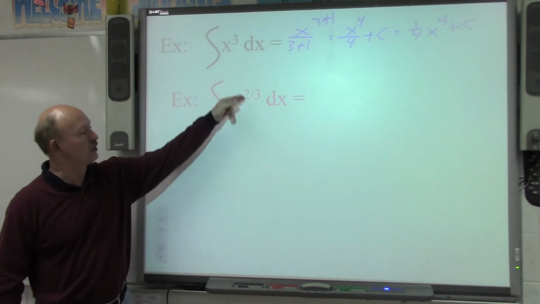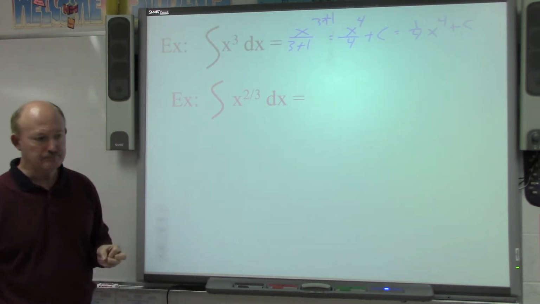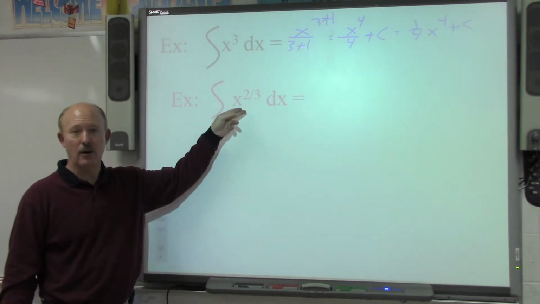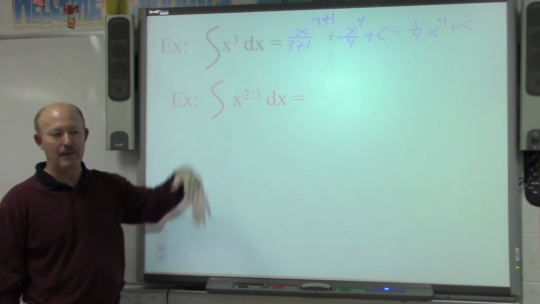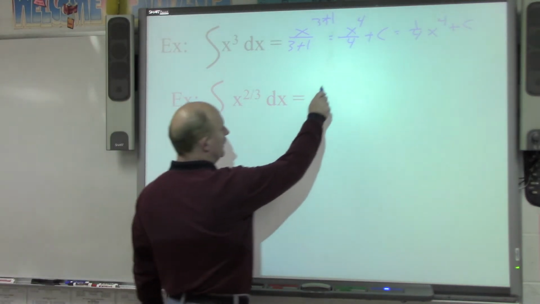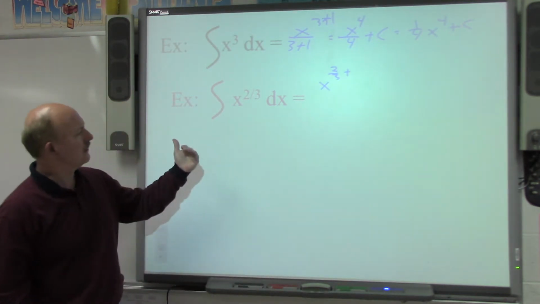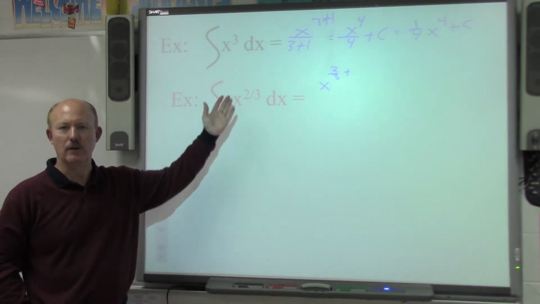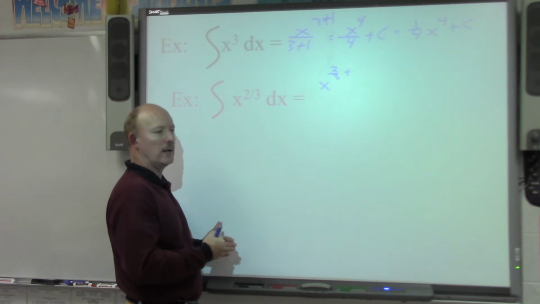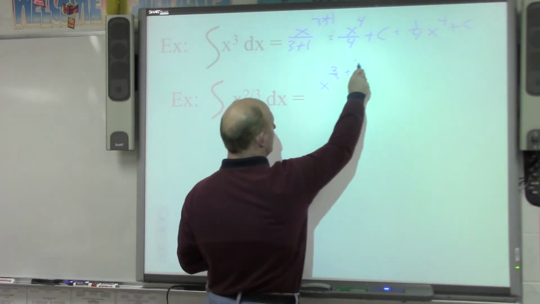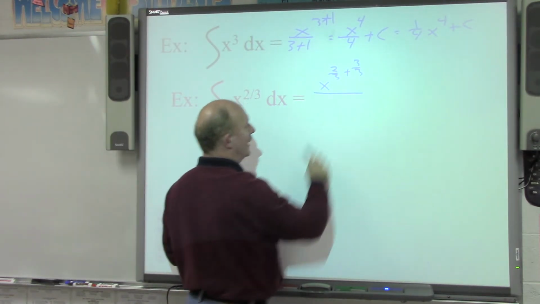Okay, what about x to the 2/3 power? Now once again, 2/3 is your exponent. You're going to add 1 to your exponent divided by the exponent plus 1. So this would be x to the 2/3 plus 1. Now your exponent is a rational exponent, it's a fractional exponent. So 1 is the same thing as 3 over 3, so we'll write that as 3 over 3.